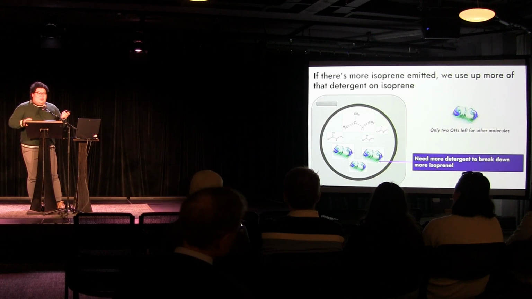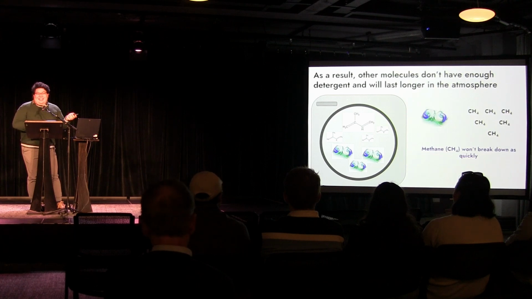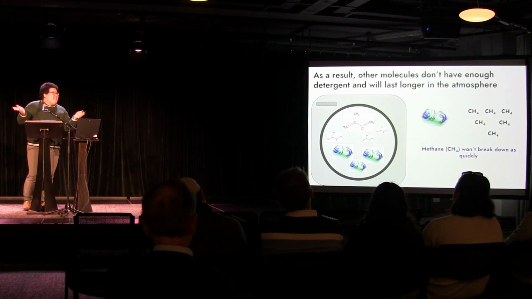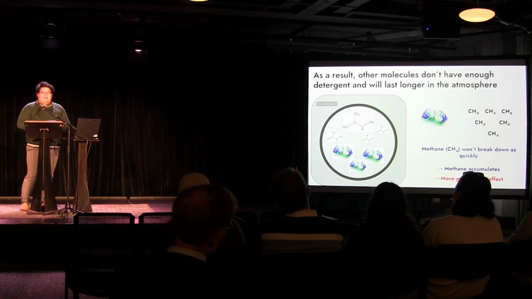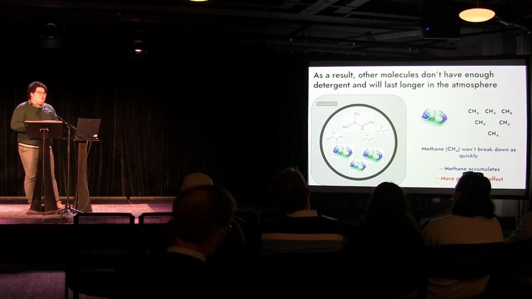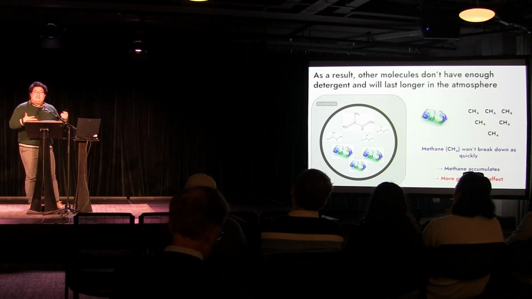So there's only 2 OHs left for everything else, including methane, but there's a lot of methane in the atmosphere. And so that methane will just break down less quickly. There's just not enough OH to break it down, which can cause methane to accumulate over time, which can lead to more greenhouse effect. So this is pointing out a really interesting cycle where increased temperatures increase isoprene, which can then increase methane and kind of amplify and reinforce this whole cycle.